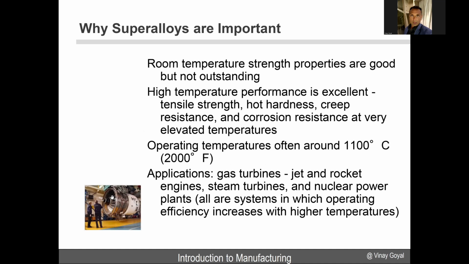Room temperature strength properties are good. They may not be outstanding, but at high temperatures, these materials provide amazing tensile strength, hot hardness, creep resistance, and corrosion resistance at very elevated temperatures, with operating temperatures often around 1100 degrees C. Applications include gas turbines, jet engines, rockets, steam turbines, nuclear power plants, and so forth.